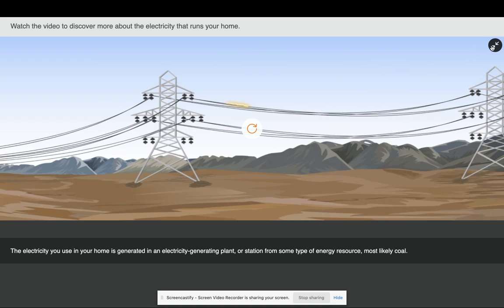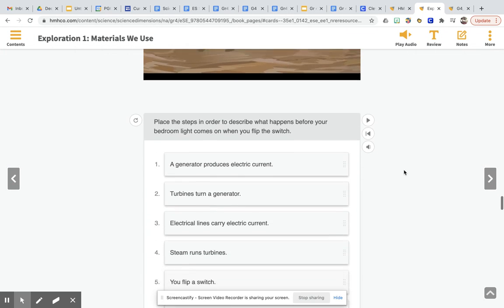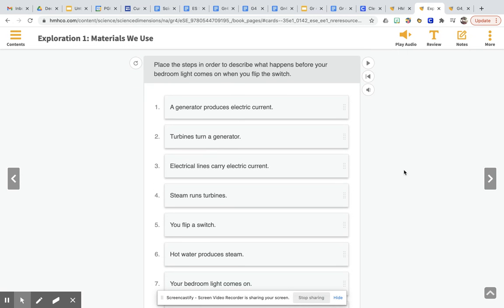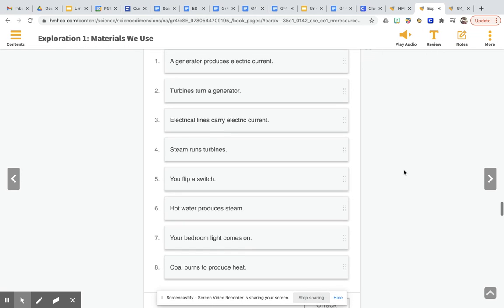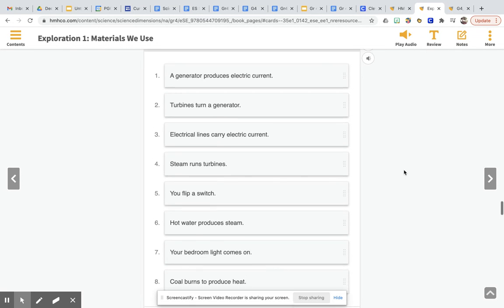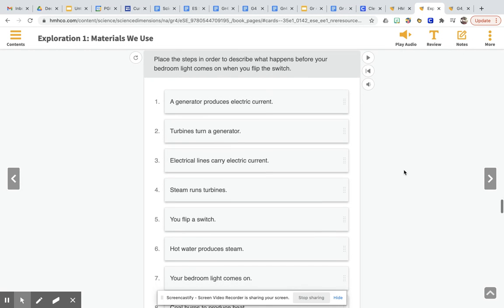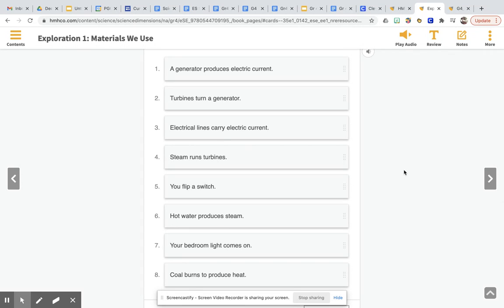All right, interesting. Let's keep it going. It says, place the steps in order to describe what happens before your bedroom light comes on when you flip the switch. I'm going to see if I can get all 8 of them on the screen here. So what you are doing is placing the steps in order to describe what happens before your bedroom light comes on when you flip the switch. Here are the 8 steps that they give you.